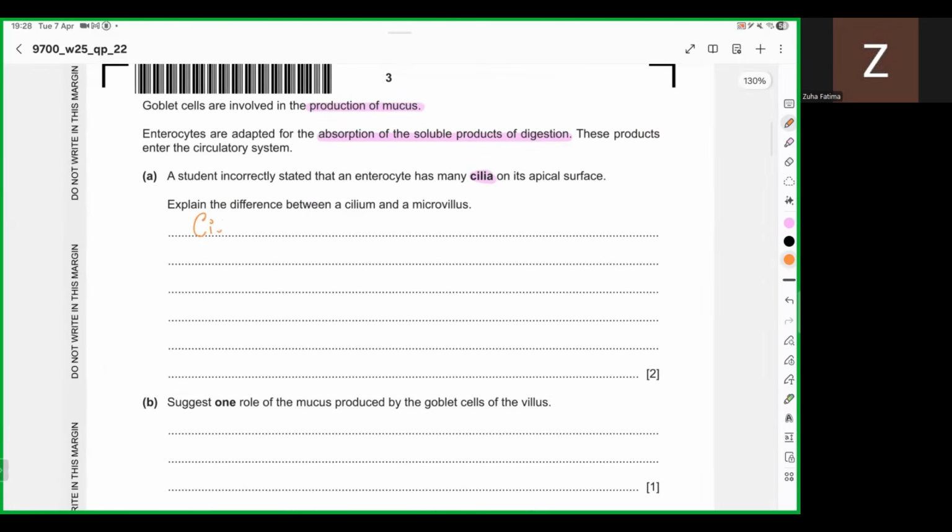So a cilium is made from microtubules which are organized in a 9+2 arrangement. A microvillus is made up of actin filaments.